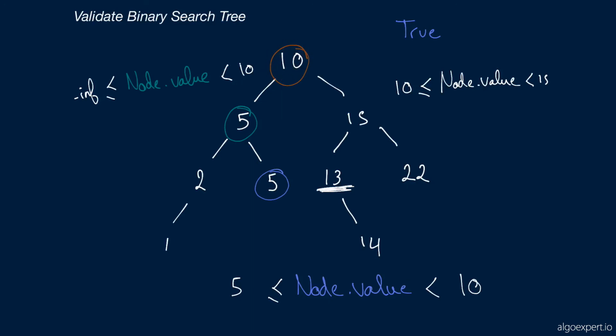And I guess I should point out that whenever we reach a none value, in other words, a leaf, a node that doesn't have any child nodes and that doesn't have a value.